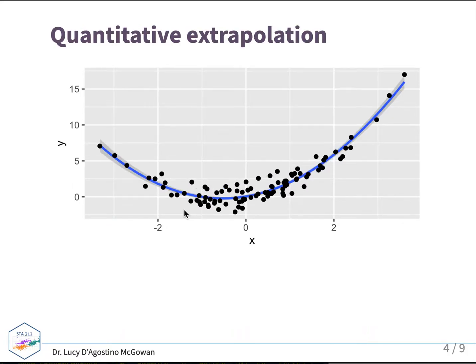The next way something can go wrong is something known as quantitative extrapolation. Here's an example where I actually have a good model. The relationship between x and y is truly quadratic, and that's the model that I fit. I fit a model that includes both x and x squared, so I am fitting the right model to this data. By all accounts, when I do my model checking, when I'm evaluating my model by the metrics that we're going to talk about next time, I see that this model looks pretty good. It looks like it fits the data well.